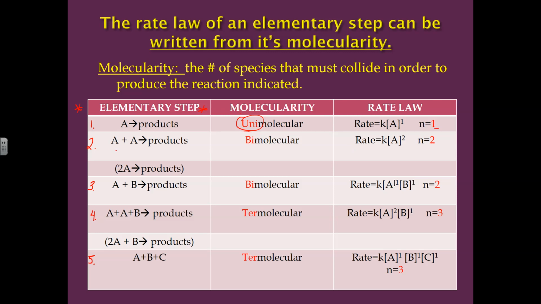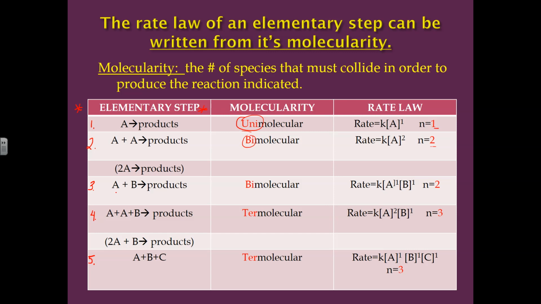Another option with an elementary step is if you have two reactants colliding. If they're two identical reactants, you could abbreviate that as 2A, with the coefficient 2. But nonetheless, if you break it apart, it's two of the same type of reactant colliding. This is considered a bimolecular reaction, and you would write the rate law straight from its molecularity. Since it's bimolecular, it would have an order of 2. So rate is equal to k times the concentration of A squared. Bimolecular elementary steps have an overall order of 2.